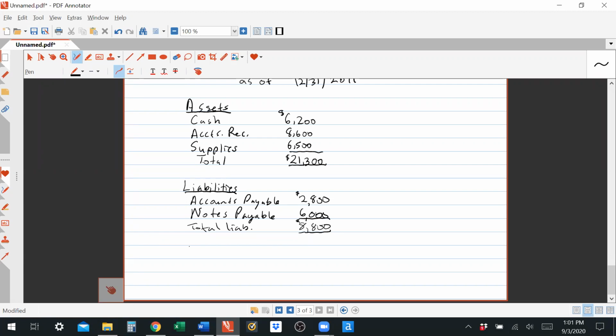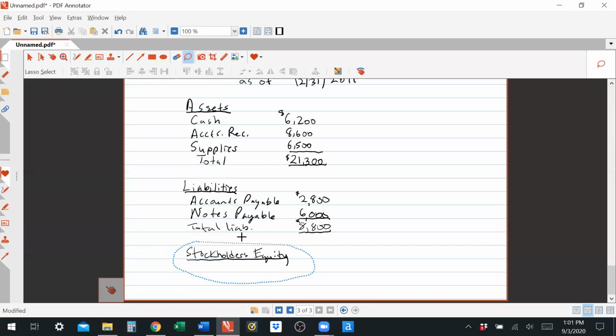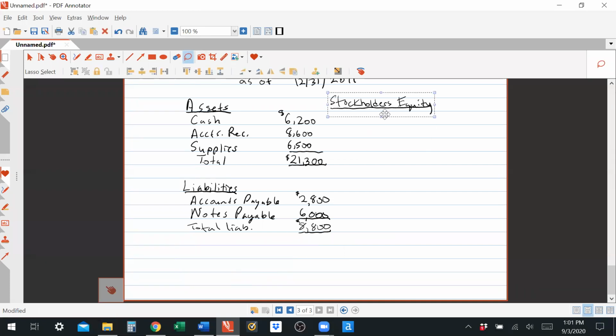And then finally, our owner's equity or stockholders' equity. You can call it stockholders' equity or owner's equity, either one. It looks like I'm running out of room here. You know what? Since I'm running out of room, I'm just going to put it over here. Hopefully that doesn't bother anyone. Usually wouldn't do that. You put liabilities over there with it if you're going to do it this way, but I'm just going to do that.